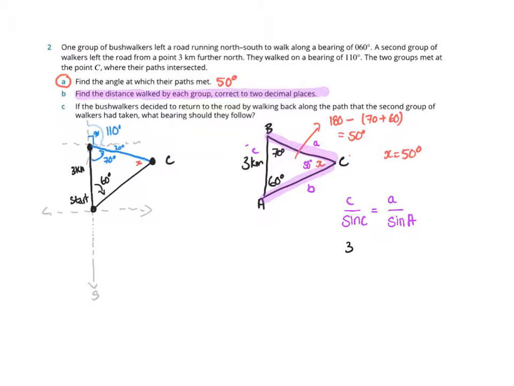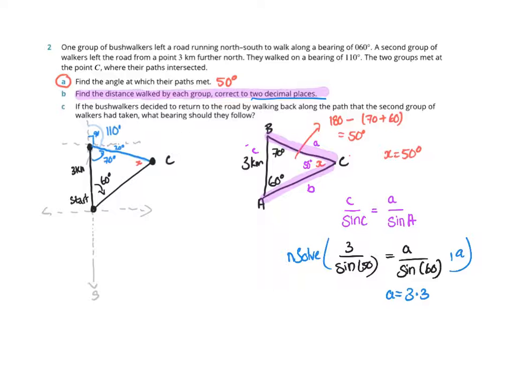So little c is 3 kilometers, angle C is 50. A I'm trying to find, but sine A I know is 60 because I've already worked that out. Then we can pop that in nSolve, comma A, and find that. Okay, and they said 2 decimal places, so I find A to be 3.39 kilometers. Then I'm going to do the same scenario, but this time I'm going to use B because I want to find that distance b.